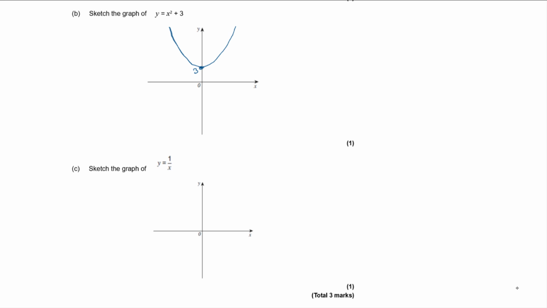Okay. Part C says sketch the graph of y equals 1 over x. 1 over x is a reciprocal curve, so it looks like that. Important point is you should not touch the axes. They're asymptotes, so they should kind of approach but never touch. Okay, should be vaguely symmetrical. Mine looks a bit pulled at the bottom there, but I think I'll get away with that.